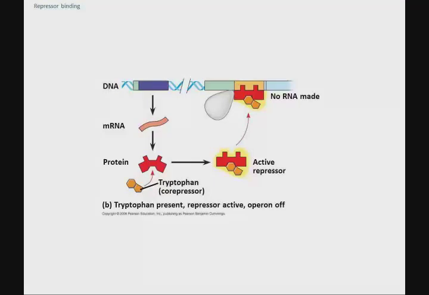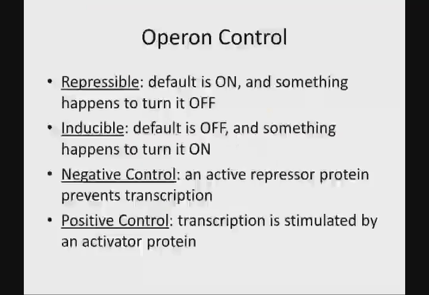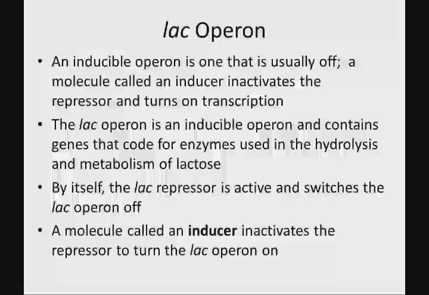Why have we done that? Because we have plenty of tryptophan. Tryptophan binds, activates the repressor, repressor shuts it down. More efficient. All right, so let's explore a different approach where we still have a repressor, but in this case the default is off. So we have to induce expression of the lac operon.